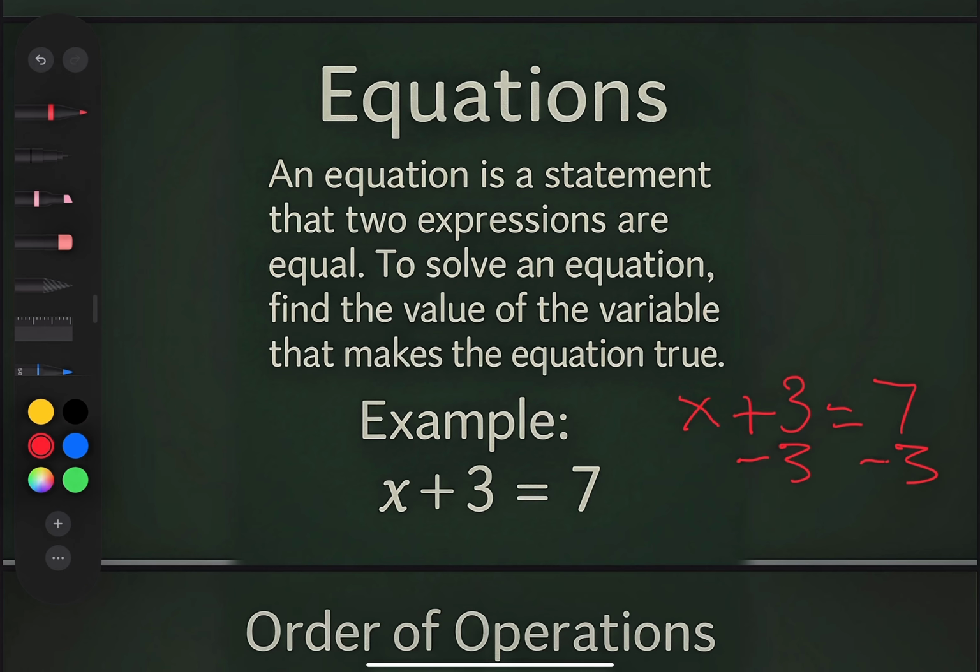So we have 3. The way to cancel is doing the opposite of that positive 3, which is subtracting. So we cancel those, and then whatever we do to the left, we have to do to the right. So if we subtracted 3 on the left side, we also have to subtract 3 on the right side. So what's 7 minus 3? 7 minus 3 equals 4. So this is our answer to this equation.